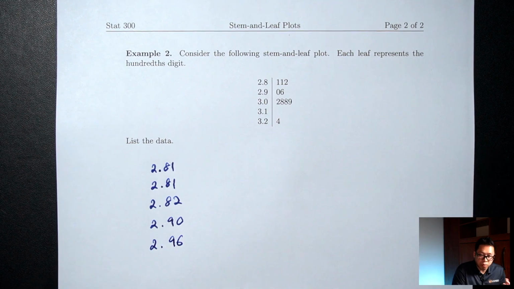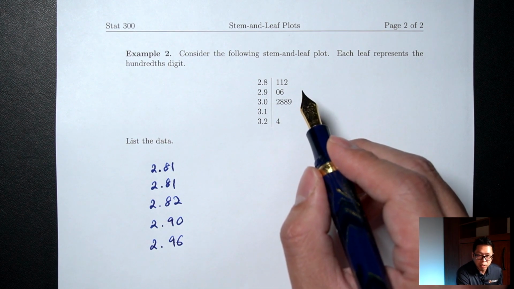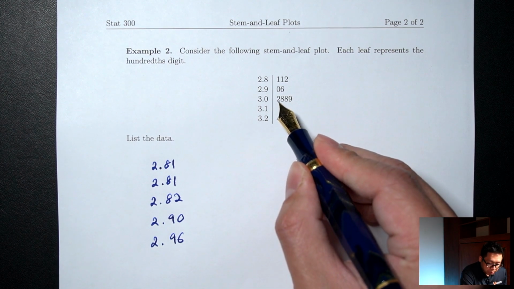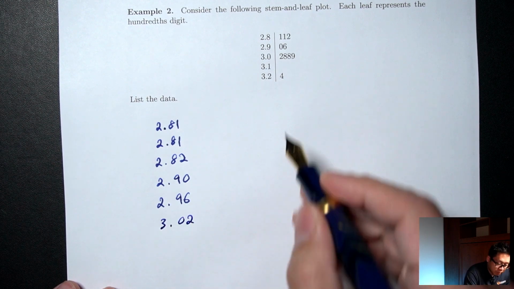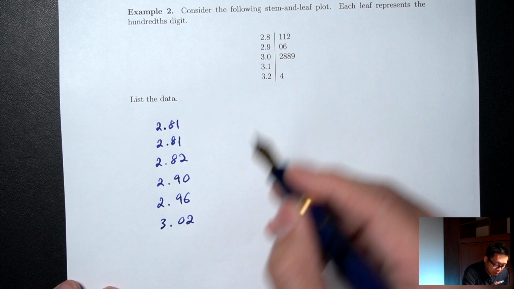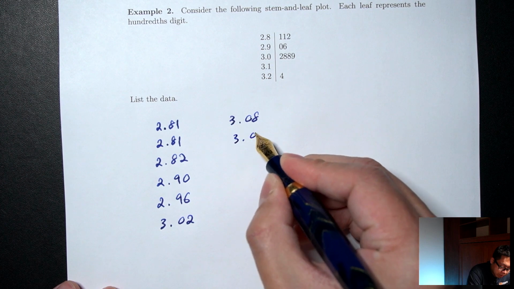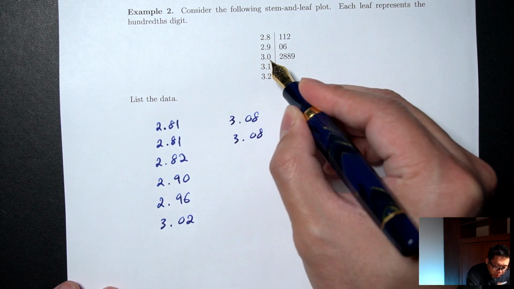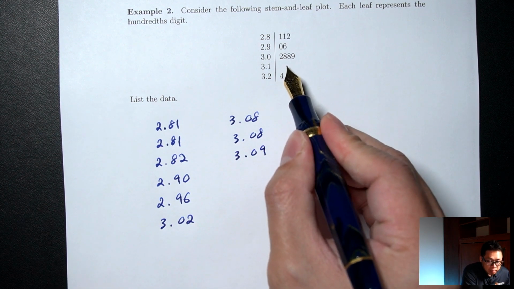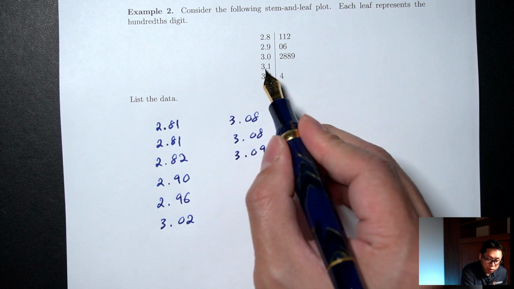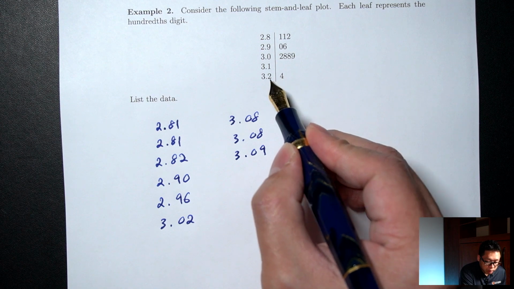So the stem tells you the first part of your number, and then each leaf, each digit on the right side here is the very last digit of the number. This 2 is 3.02. The 8, that's 3.08. Another 8, that's another 3.08. The 9, 3.09. Now, I have a blank here, so if there's no leaf, that means there's no number that starts with 3.1. Okay, which means our next number is this 4. That's going to be 3.24.